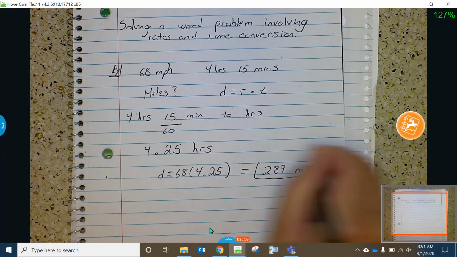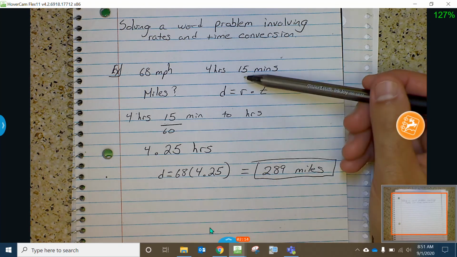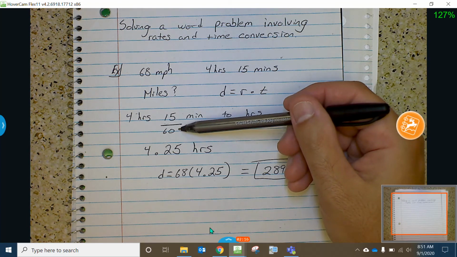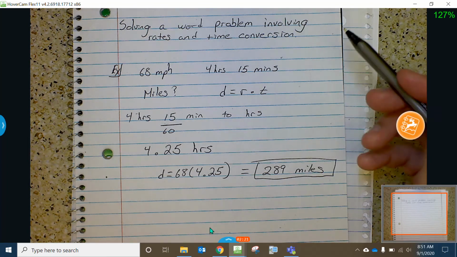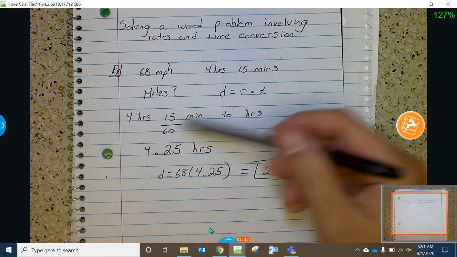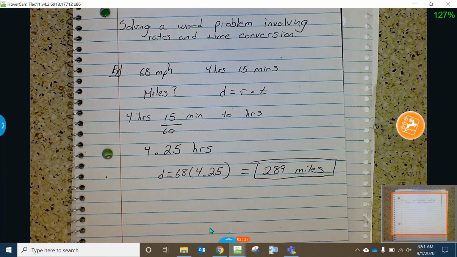Okay. So the key here is to convert minutes to hours. You divide the minutes by 60. So don't make this 4.15. You'll get the wrong answer, because 15 minutes is a quarter of an hour. So that's why you get the 0.25. Okay, let's take a look at a similar problem, a little different scenario.